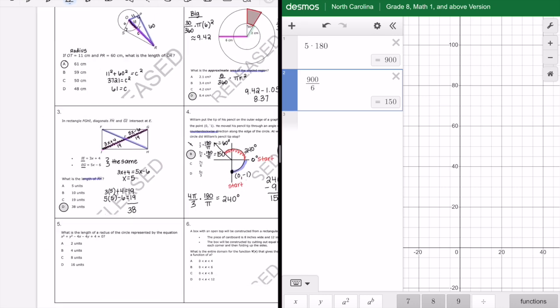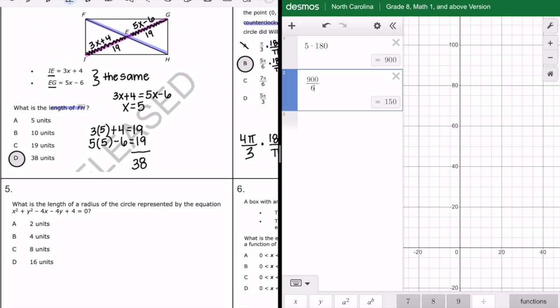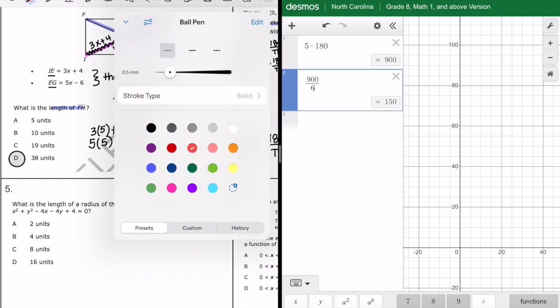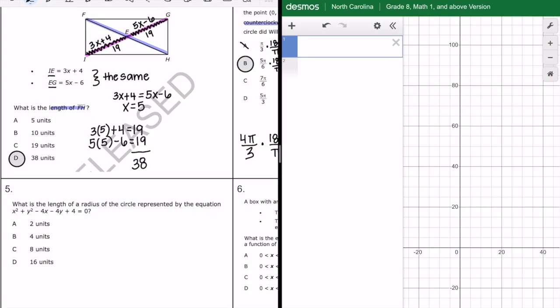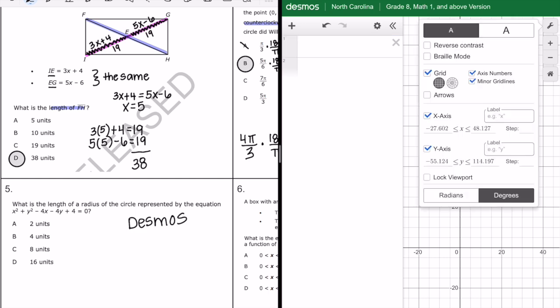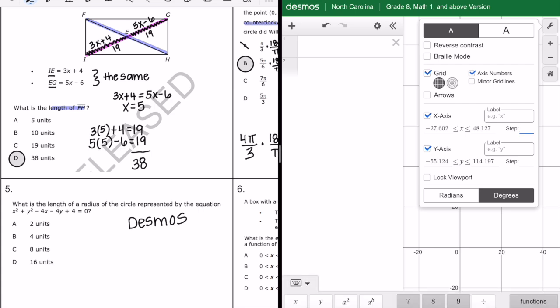All right, so looking at our next problem. They want to know the length of the radius, and which option represents it. So this again is one of those where I would absolutely put this in Desmos. When I'm looking at Desmos, we've talked previously about how to adjust this. So we're going to turn off the minor grid lines, and we're going to turn this into a 1 and a 1.